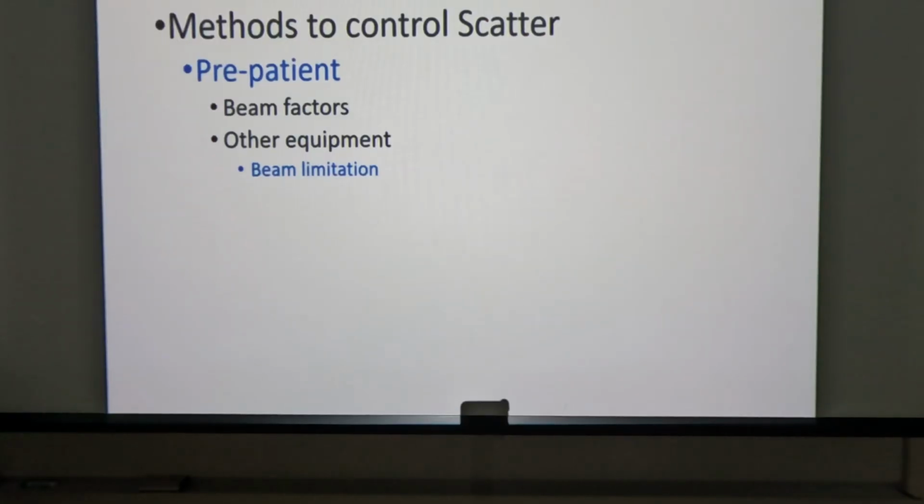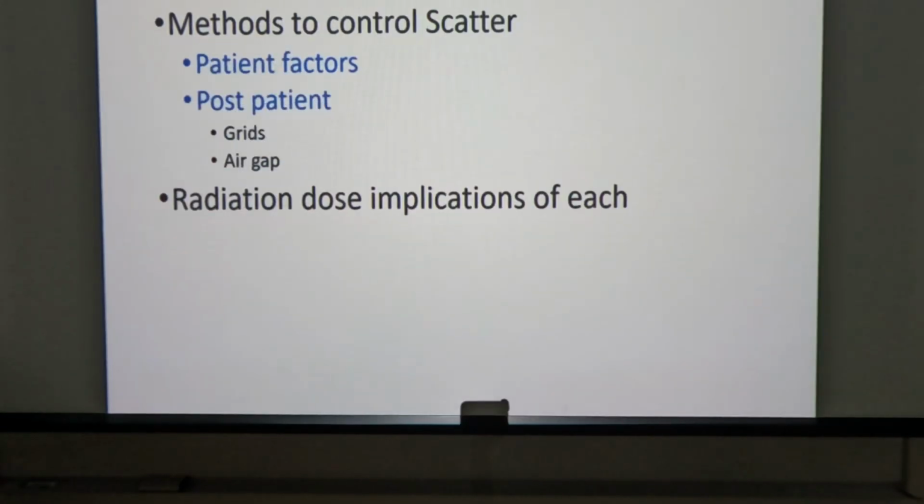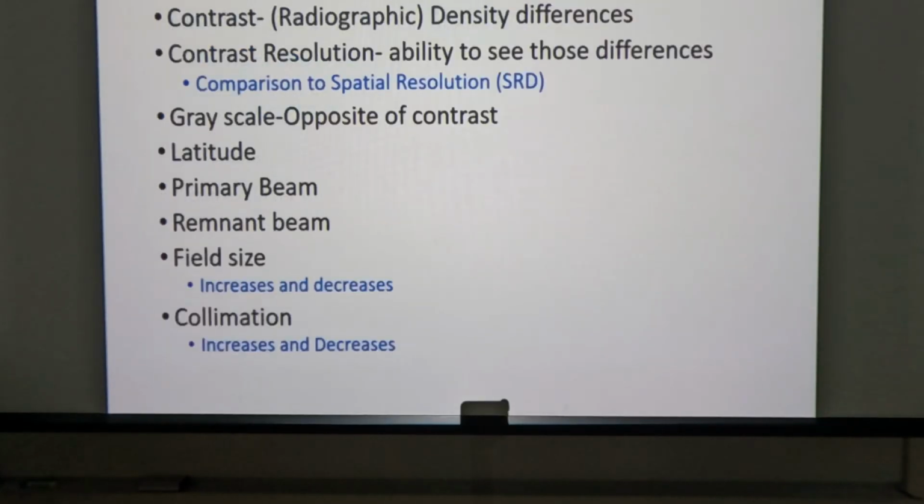Pre-patient would be your beam factors. That would be your kVp and your average energy. There is a little bit of difference in scatter radiation between single-phase, three-phase equipment, and highly filtered equipment. There are some differences whenever we have an increase in inherent filtration, and I'll relate a story to that eventually. So then we talked about, and we'll get into, methods of scatter control post-patient. That would be grids and air gap.